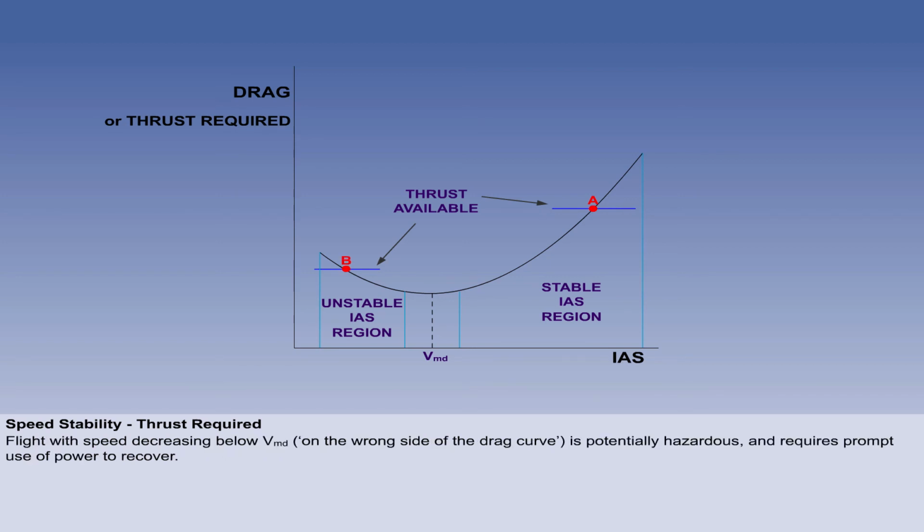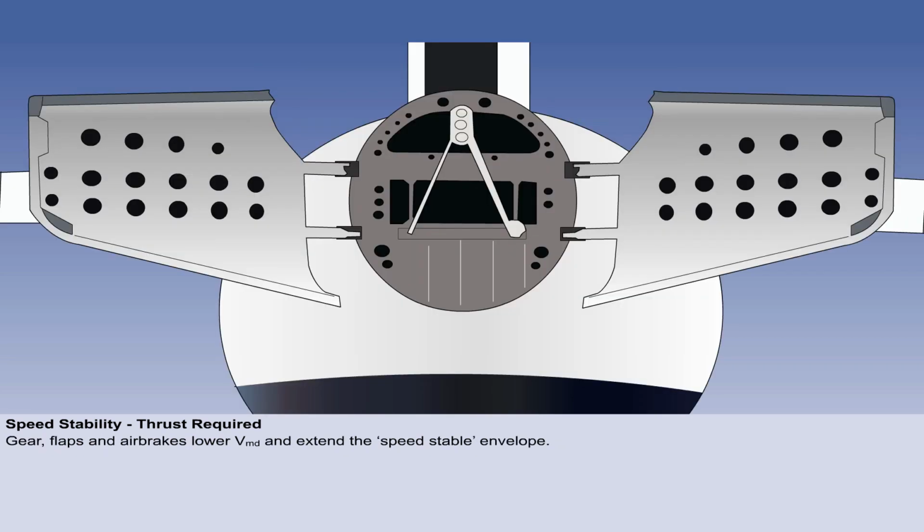Possibly the most potentially hazardous situation occurs with a speed decrease in the speed unstable part of the curve, as the aircraft would then tend to decelerate further unless the deceleration is rectified with a prompt and generous application of thrust. Flight in this region of the curve is often referred to as being on the wrong side of the drag curve. Thinking back to earlier in the lesson, you will remember that lowering gear and flap and extending speed brakes lowers VMD, which has the benefit of extending the speed stable region to the left. Indeed, some aircraft fitted with air brakes routinely fly approaches with brakes out for that very reason.